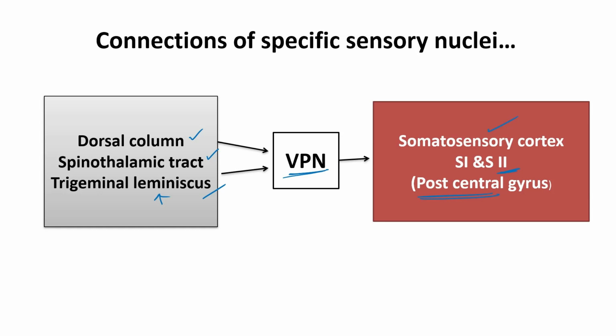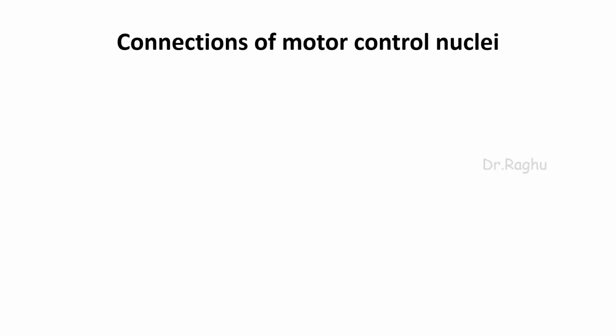Similarly, the lateral geniculate body is going to the visual cortex, and similarly the ventroposterior nucleus, which is receiving all the somatic sensations from the different areas of the body, is projecting to the somatosensory cortex. As easy as this. So this is the sensory nuclei. Next, let's try and understand the connections of the motor control nucleus.